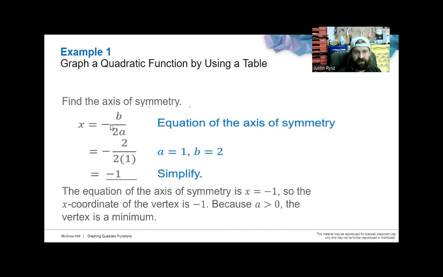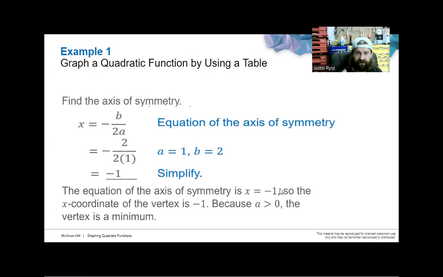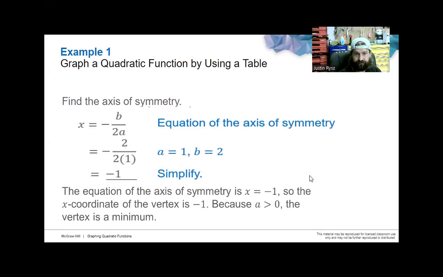So we can take the equation here, negative b over 2a. We can plug in our a, which was 1, and our b, which is 2. And we get -2 over 2, which is just -1. So the axis of symmetry is at -1. Now, if we want to find the vertex or the actual value, we'd have to plug that -1 back in. But we know we're going to have a minimum at -1 something.